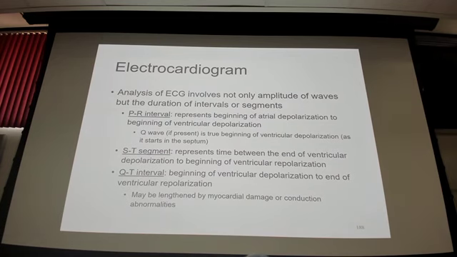So, PR interval, that's the P wave, right? Atrial depolarization to the beginning of ventricular depolarization. What does that mean? The P wave to the flat part, to the deflection, bam. Then that's ventricular depolarization, okay?